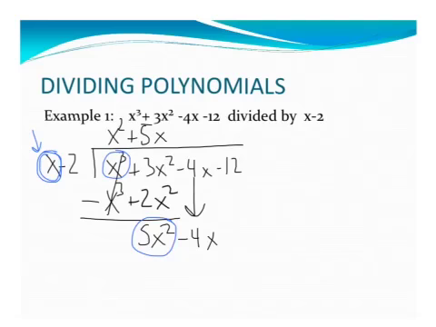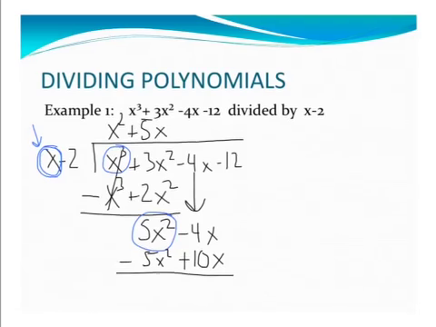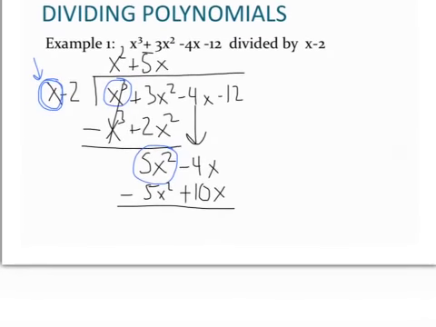So now I'm going to multiply like I did before. I'm going to multiply this 5x to both of these right here and write them down in this spot. So 5x times x gives me 5x squared. 5x times negative 2 gives me negative 10x. Draw my line, change the sign because I'm subtracting. So it's going to change that negative to a positive. When I add these together now, I get 6x right here. I bring down the negative 12.